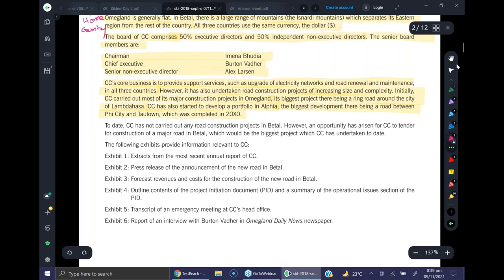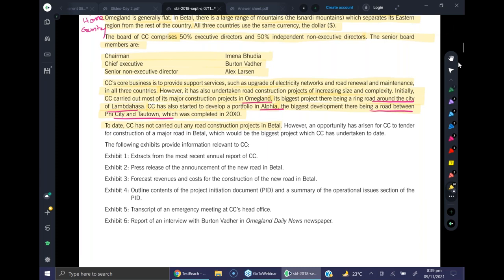So the biggest project in Omegland is the ring road around the city of Lamdasha, and the biggest project in Elfia is the road between Fee City and Tow Town, right? So they have already spoken about two countries. To date, CC has not carried out any road construction projects in Beetle. So they haven't done any road construction projects in Beetle, the third country. However, an opportunity has arisen for CC to tender for construction of a major road in Beetle, which would be the biggest project which CC has undertaken to date. So they have a project coming up in Beetle, which is going to be the biggest project till date.